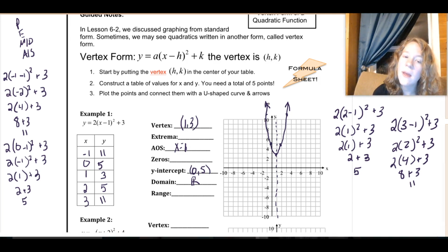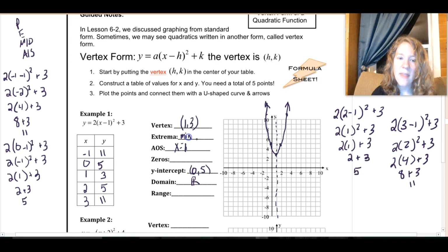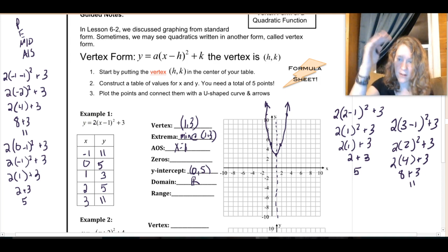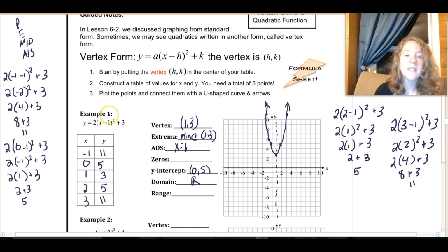All right, so let's fill in the rest of the characteristics that we haven't talked about already. Extrema is just asking you, is there a minimum or a maximum value to this? So is it opening up or is it opening down? Well, this is opening up, so I have a minimum, and the minimum is that vertex of (1, 3). So minimum at (1, 3) is my extrema. I know that it's going to be a minimum because I didn't have a negative a. Remember, a negative would reflect it and make it open down and have a maximum point. So I could have predicted that it was going to be a minimum just by looking at my a value here.